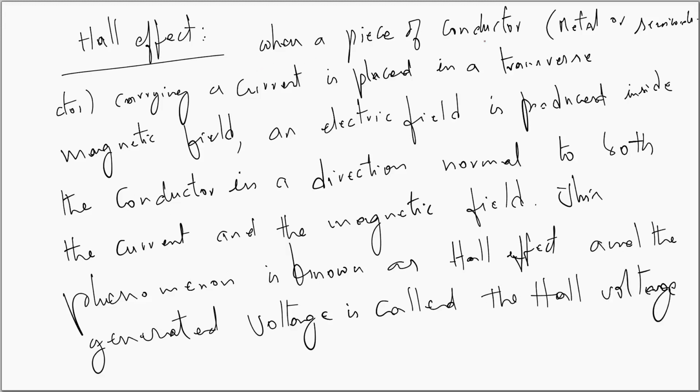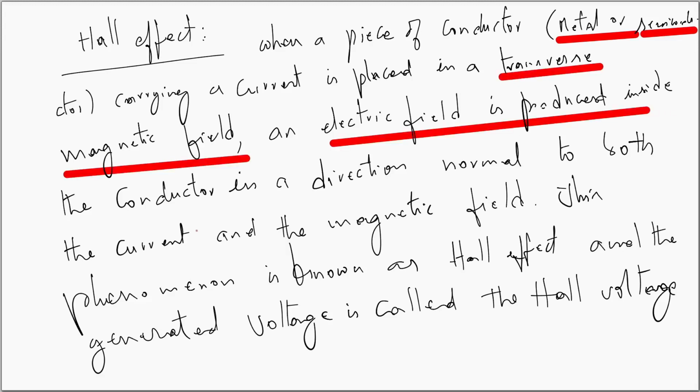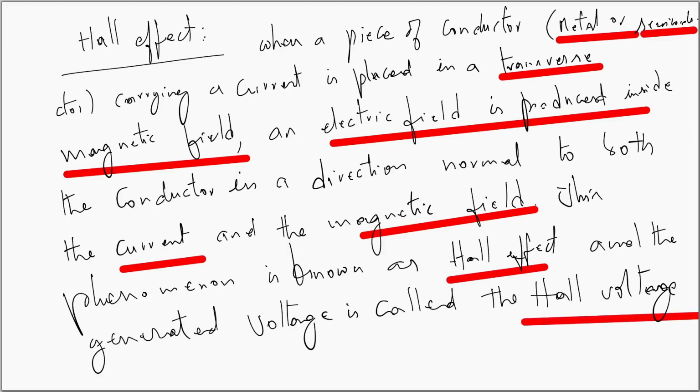Here, when a piece of conductor, metal or semiconductor, carrying a current is placed in a transverse magnetic field, an electric field is produced inside the conductor in a direction normal to both the current and the magnetic field. This phenomenon is known as the Hall effect, and the generated voltage is called the Hall voltage.